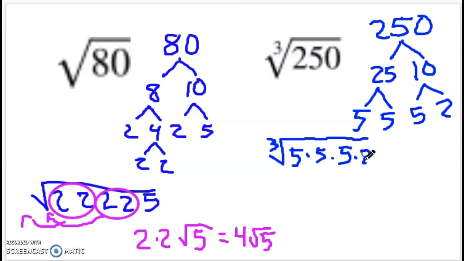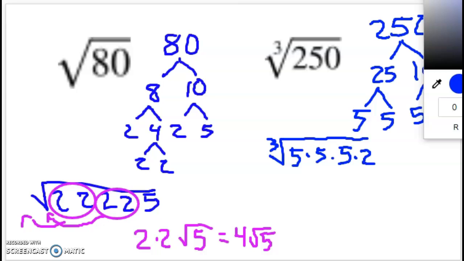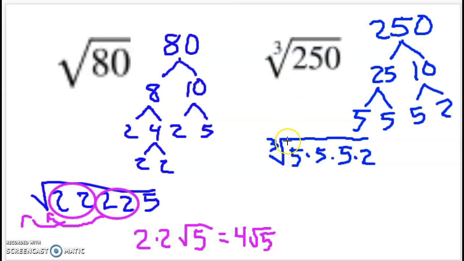All right, so the difference between a radical and a cube root is that with a cube root, you want to look for groups of 3. So think about square root, you want to find twins. Cube root, you want to find triplets. So I want to look for groups of 3 or triplets. And I see I have one group of 3. I have one group of 3 of 5's.